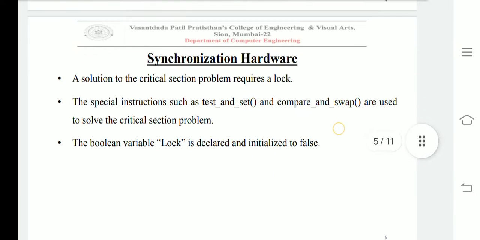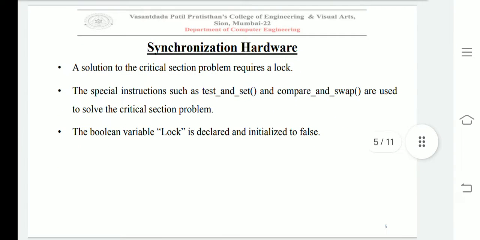Now I am proceeding with the synchronization hardware. A solution to the critical section problem requires a lock. With this, a process must acquire a lock before entering a critical section and release the lock when it exits the critical section. Nowadays, a computer system provides a special hardware instruction that tests and modifies the word content or swaps the contents of two words atomically. The special instructions are used to solve the critical section problem.